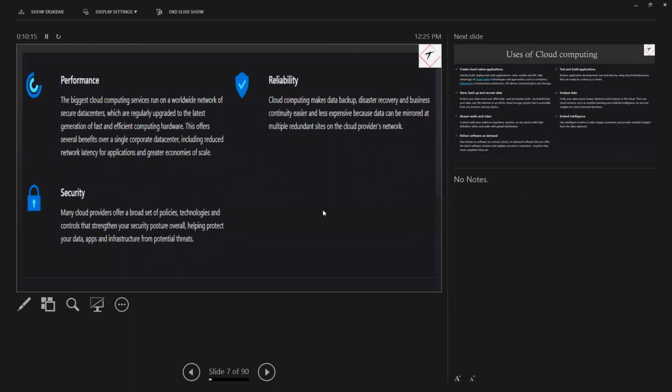Security again is one of the foremost and most important things. So you have a lot of layered security which is available in Azure, and you can ensure your data is protected, and also your infrastructure is protected from potential threats.